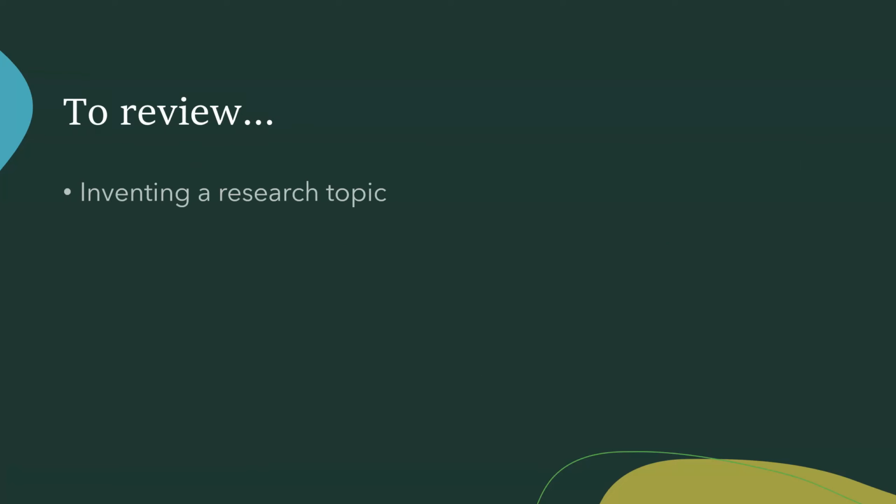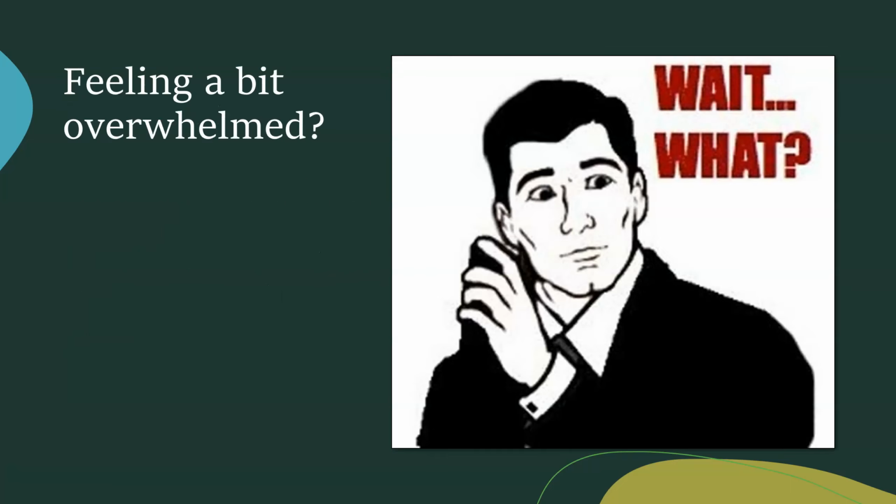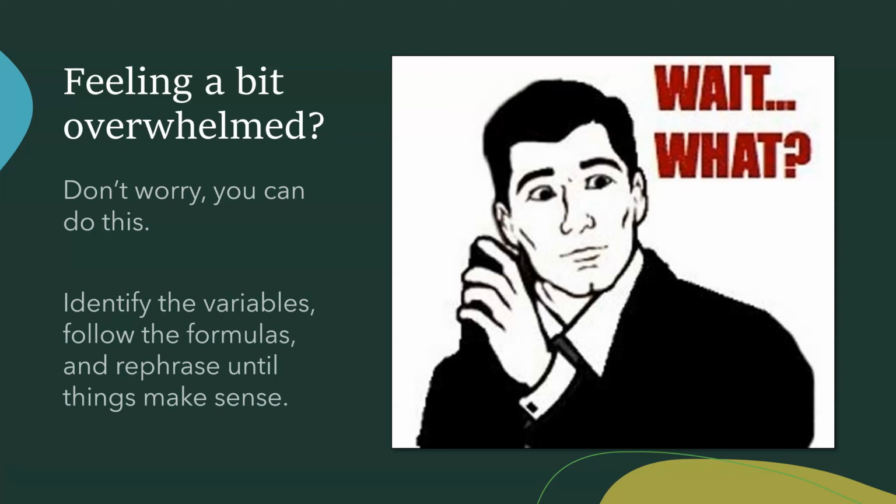So to review, we have actually invented a research topic, we've invented research goals, we've phrased research questions, and we've got a hypothesis together. Now, you may be feeling a little bit overwhelmed at this point. That is okay. Don't worry about it. The big deal is that you are competent. You can do this. You just need to identify your variables. What are your independent variables? What are your dependent variables? Follow the formulas. Plug and chug, then rephrase what you got until things make sense. You can do this. That's the end of this video lecture.